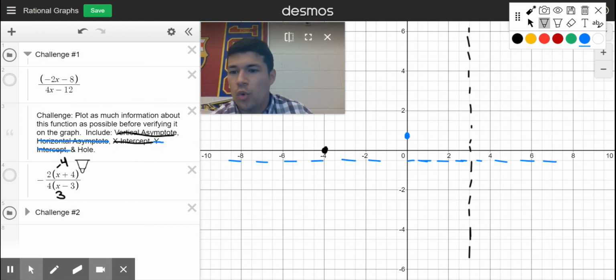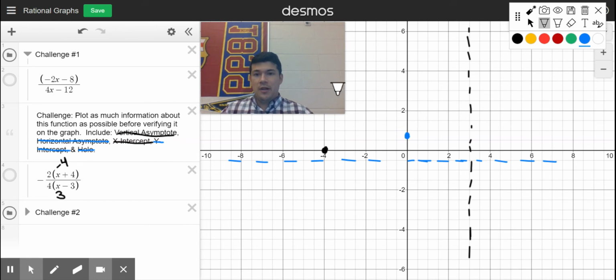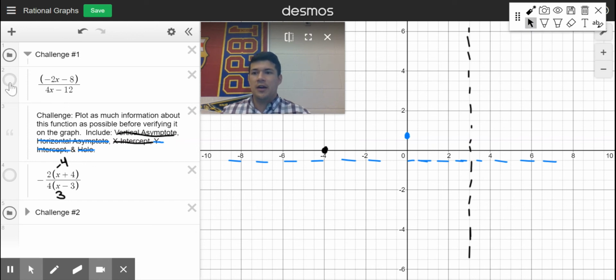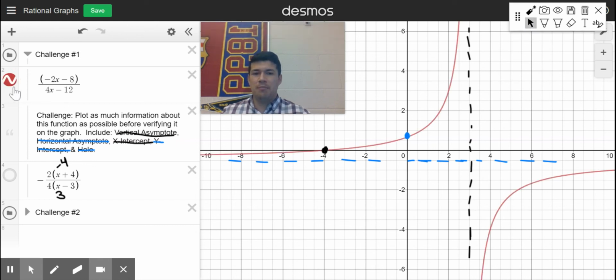And do we have a hole? Well, there's no common 0 in the numerator and denominator, so there's no hole. And so basically now we've predicted this information. All right, and let's check it out. If we actually graph this thing, cross your fingers and boom, how about them apples? That's fantastic. That's one of the greatest things I've seen all day.